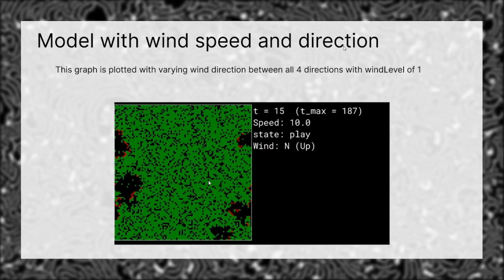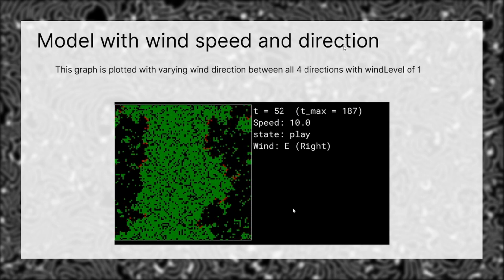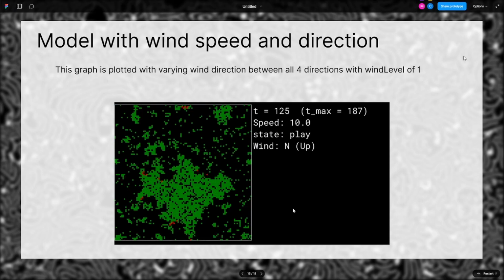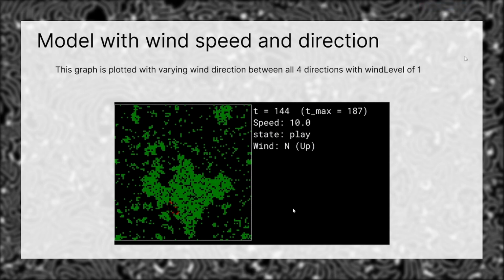This is the model with a varying wind direction, and the wind level is 1. We can see on the right hand side that the wind is changing after a certain number of steps. That step count is also varying with time.